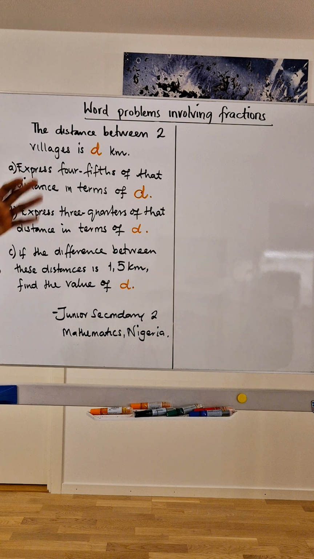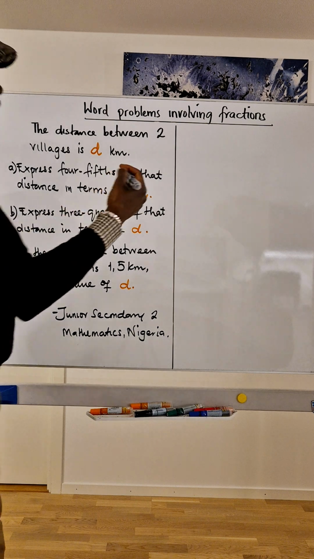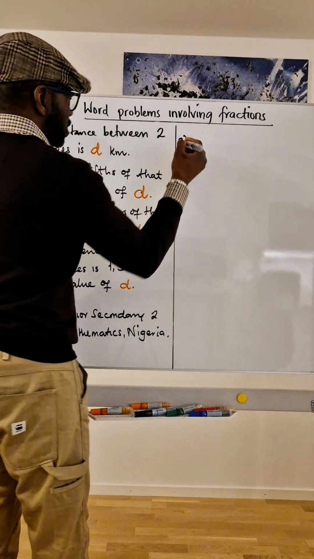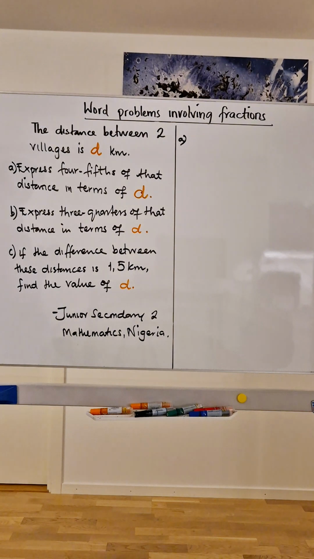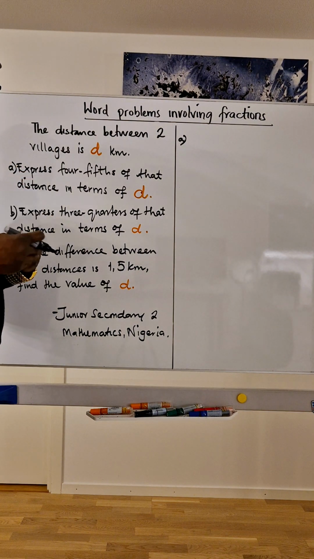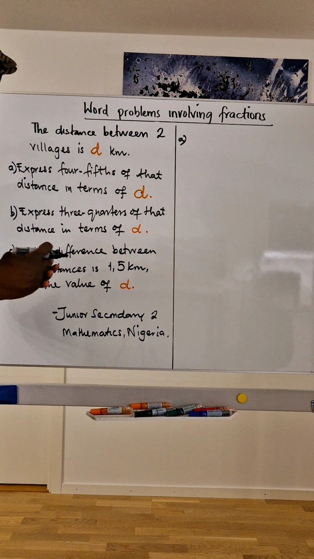So what we're going to do is to solve the problem one after the other, okay? So we have a distance between two villages which is expressed as d kilometers. And our first task is to express 4/5 of that distance in terms of d. It's about writing an expression, okay?